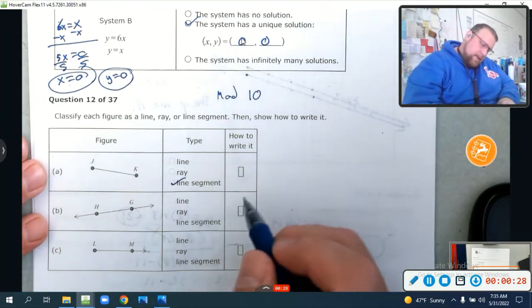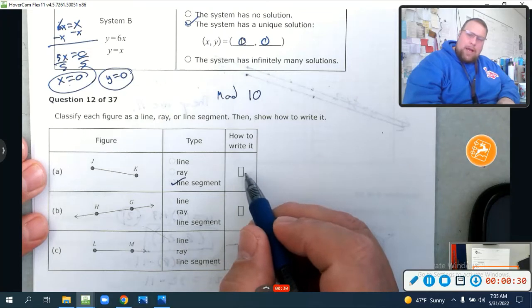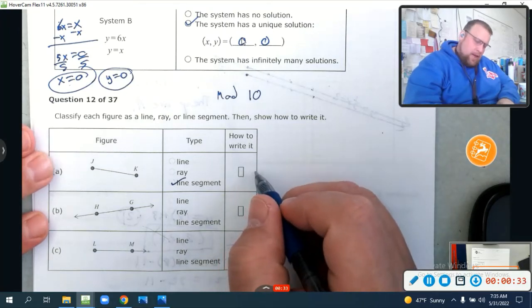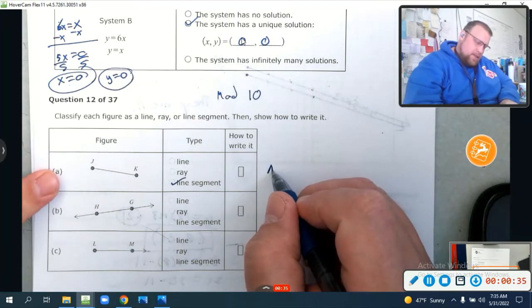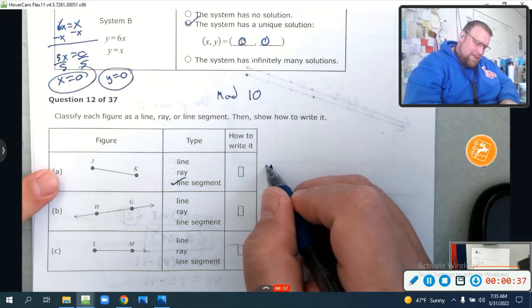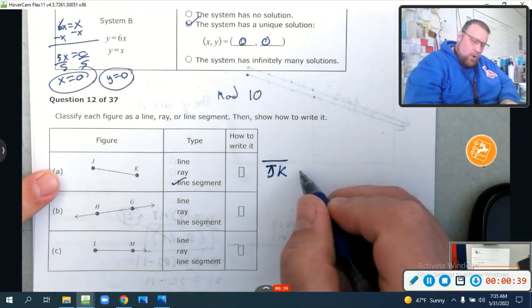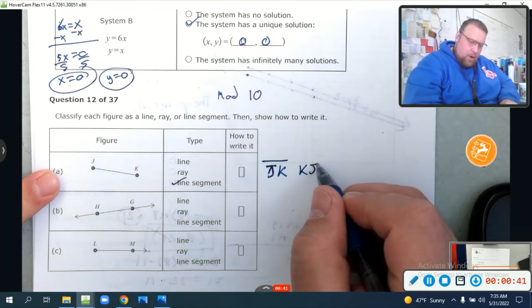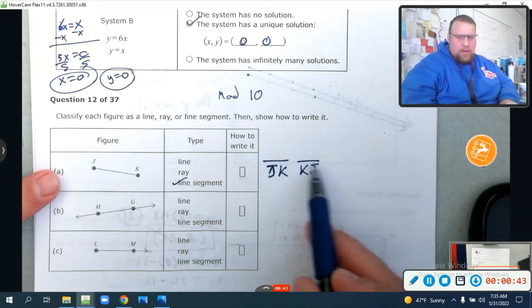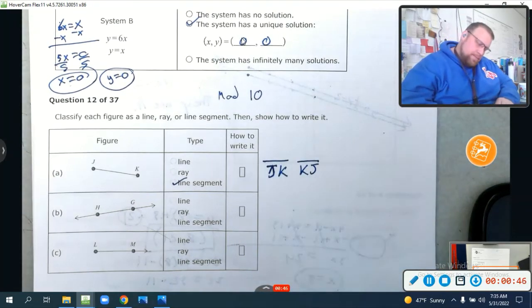That's a line segment, and we need to be able to write it. That's what this box is for. So if you didn't know that, it is. I'm going to write it out here, though. This is segment, I was going to write AB, but this segment JK, or we could have said KJ. Order does not matter in a line segment. Just put that segment notation above the two letters.